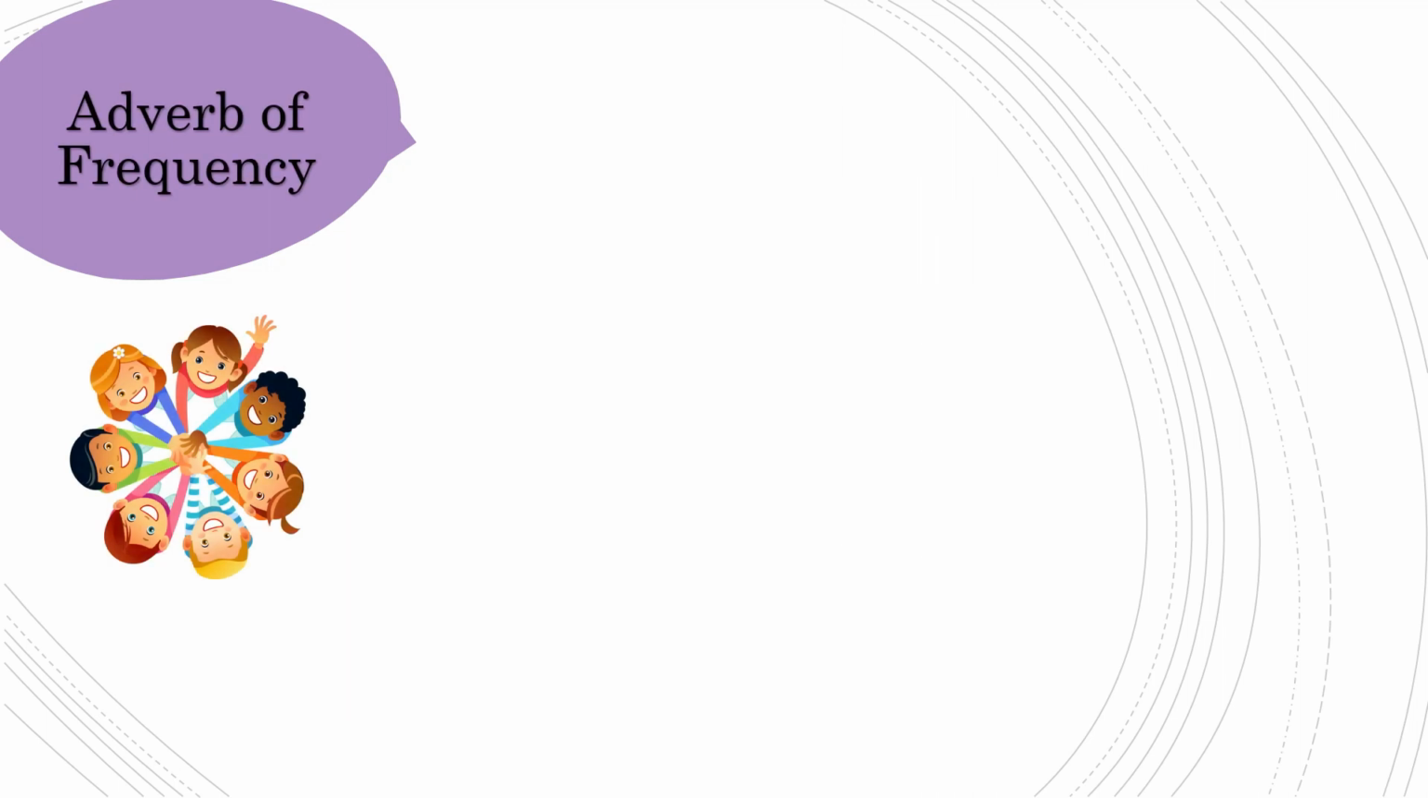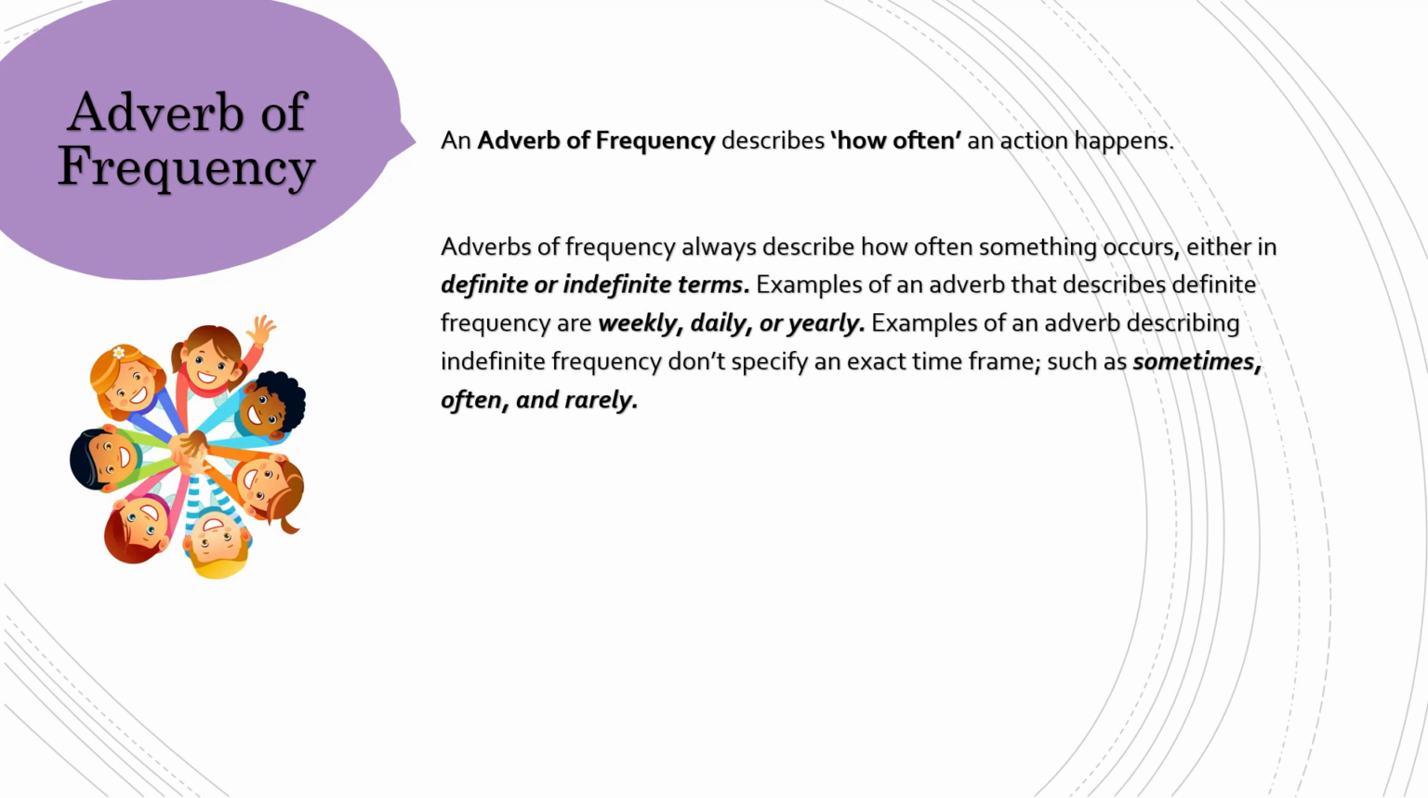Adverb of frequency. An adverb of frequency describes how often an action happens. Adverbs of frequency always describe how often something occurs, either in definite or indefinite terms. Examples of an adverb that describes definite frequency are weekly, daily, or yearly. Examples of an adverb describing indefinite frequency don't specify an exact time frame, such as sometimes, often, and rarely.